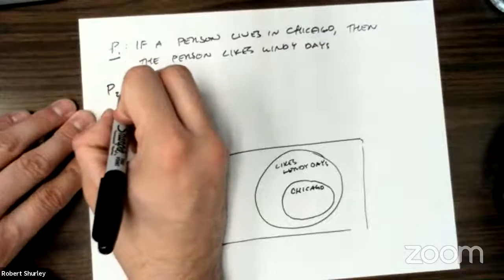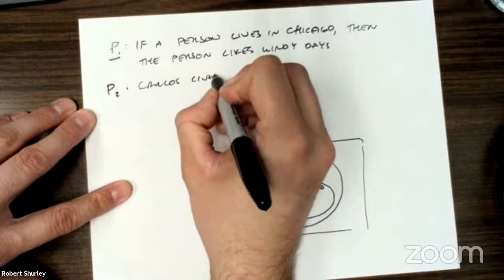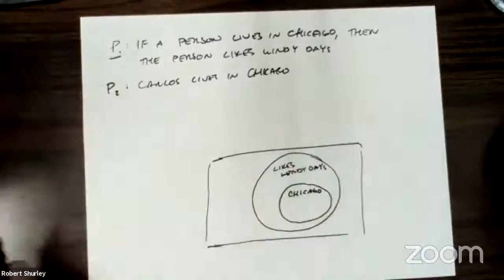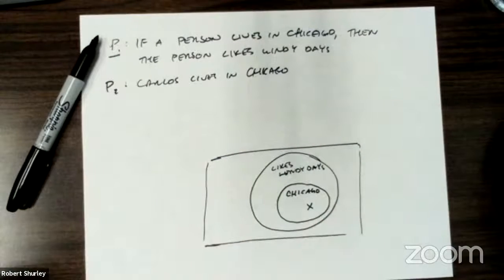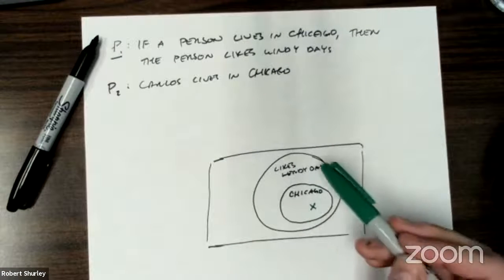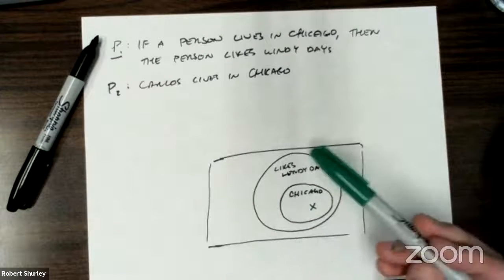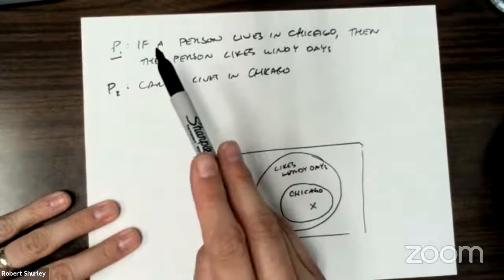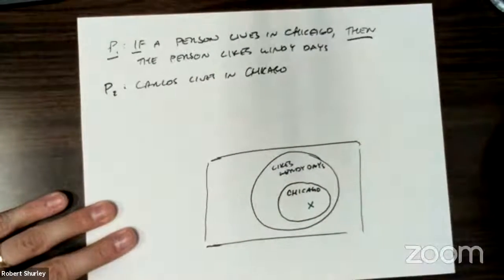Okay, second premise. Carlos lives in Chicago. Hey, if we know that Carlos lives in Chicago, he's got to be right here somewhere, right? And therefore, we can make conclusions about Carlos. Therefore, Carlos does like windy days, right? And that's what it says. Conclusion, Carlos likes windy days. Yeah, that's definitely valid, the way we've written it. But this is that if-then, the conditional deductive reasoning. If something, then something else, okay?